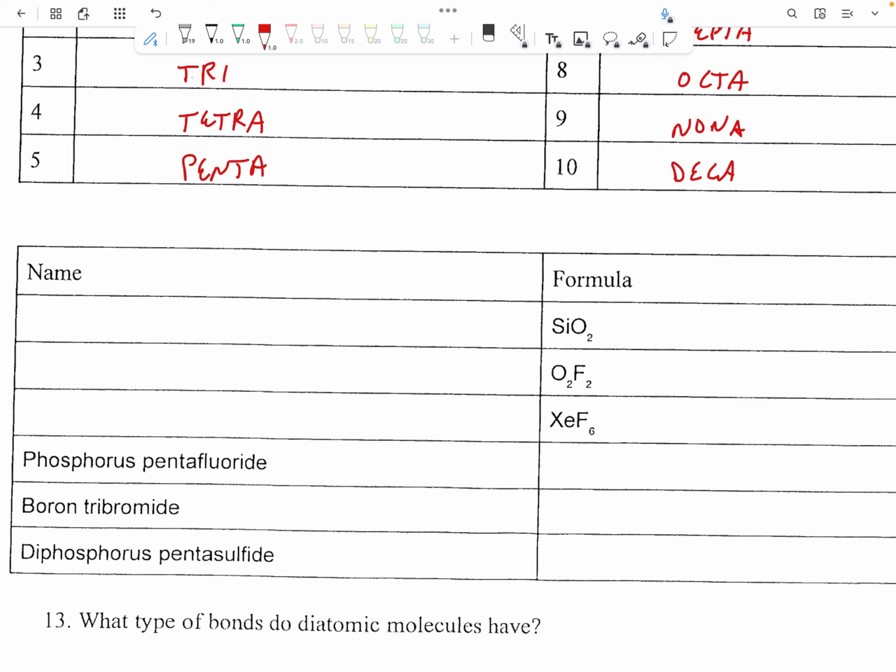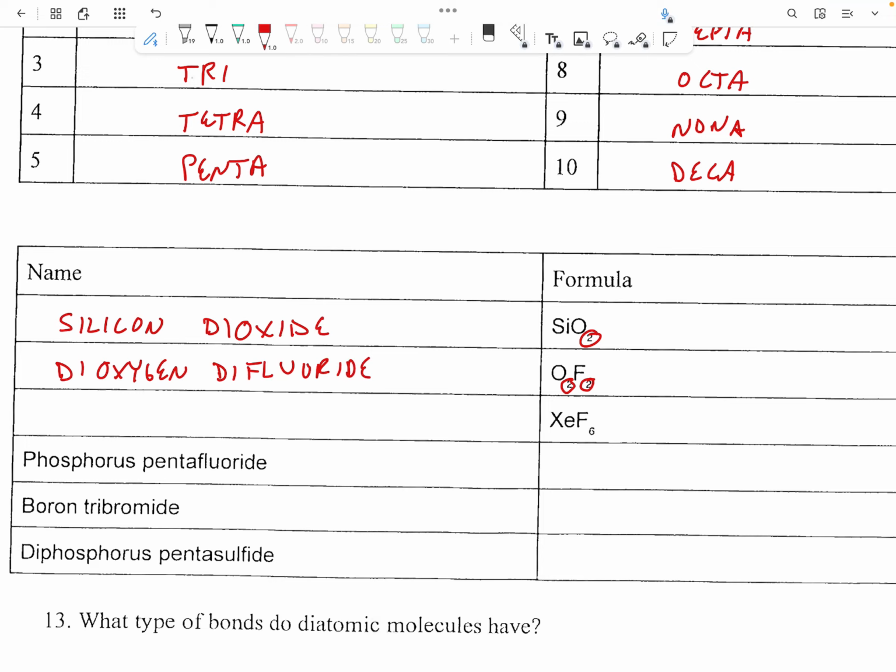We have the first one, SiO2, so we'll apply our rules. Si stands for silicon, so just write silicon. And then we've got a 2 right here, which means di. And we have oxygen, which is going to be oxide. Remember, it's always the first element's name for the first part, even if there's a prefix that has to go with it, like now. We have oxygen and fluorine, but we have a 2 for both of them. So it's going to be dioxygen. We still write the entire element name, and we have difluoride, IDE. Okay?